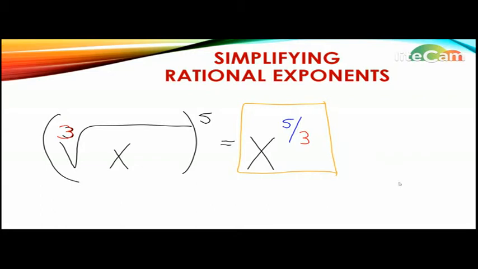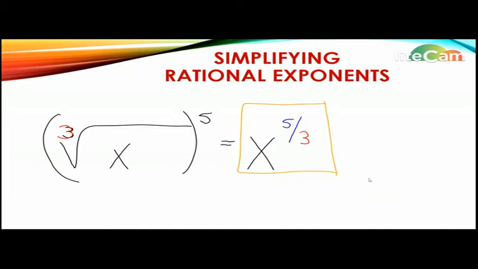Okay, the cube root of x to the 5th. So the 3 is the root. It goes on the bottom of the fraction. And I can't reduce this, so I'm not going to make a decimal or anything like that. I'm just going to leave it x to the 5/3.